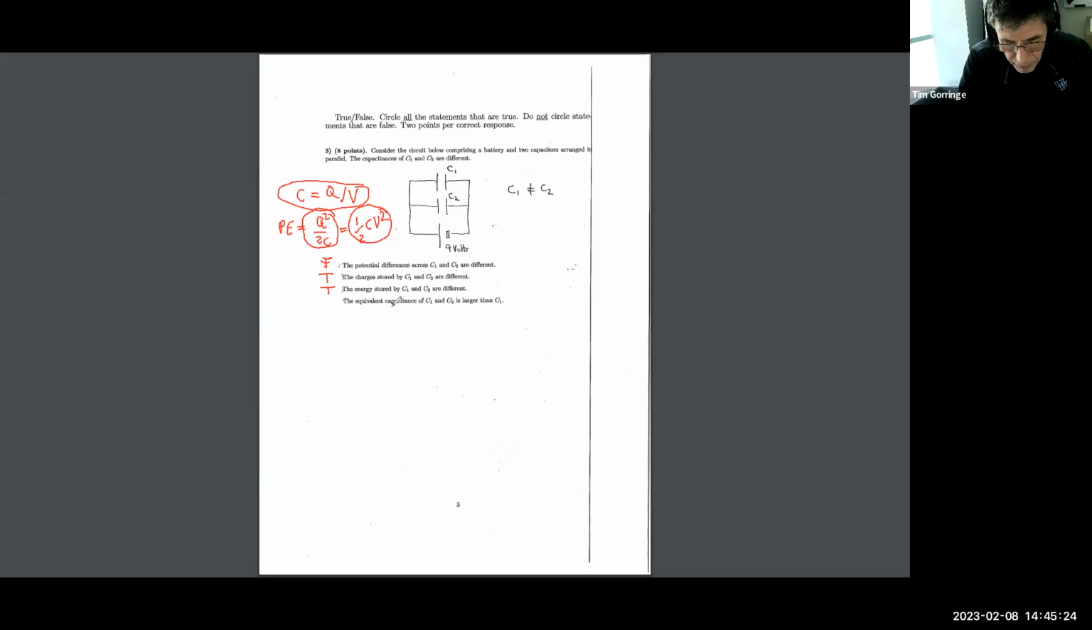Last statement: the equivalent capacitance of C1 and C2 is larger than C1. Well, this statement is also true. If you remember, when you've got capacitors in parallel, you build an equivalent capacitor that has more capacity to store charge. The equivalent capacitance is the sum of the individual capacitances. So the equivalent capacitance of the arrangement here will be larger than the individual capacitances of the two capacitors.